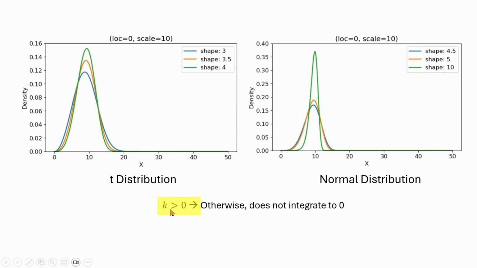That is the beauty of Weibull. So your k or shape parameter has to be greater than 0. Otherwise, the probability density function will not integrate to 1.